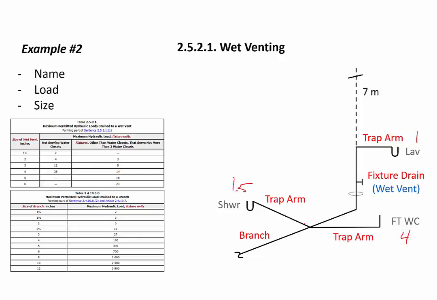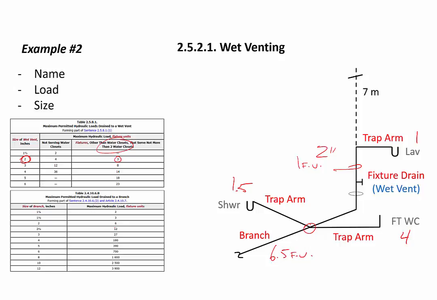Okay, so again, symmetrical connection, water closet and the shower. We don't include the shower's load. So for the fixture drain wet vent, we're going to go with 1 fixture unit, and we are serving a water closet. So serving water closets up to 3 fixture units, 2-inch wet vent. 2-inch for the wet vent. Now the branch, if we go with separate loads here, we have a total of 6.5 fixture units.